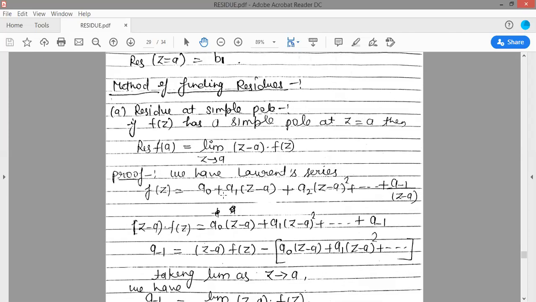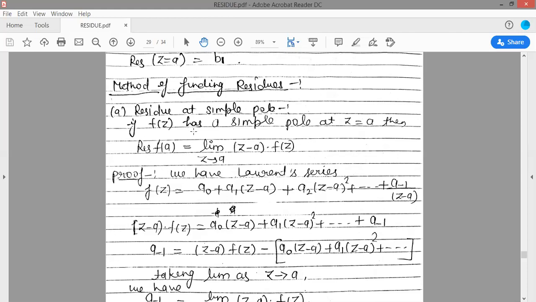Right? Now there is another method, and this is a very simple method to find the residue of a pole of order 1 or simple pole. We will apply this method every time for every question, because by this method you can find your residue very easily. There will be no confusion here. So just look here, method of finding residue. So the first method is residue at simple pole or pole of order 1. Simple pole is called pole of order 1, right?